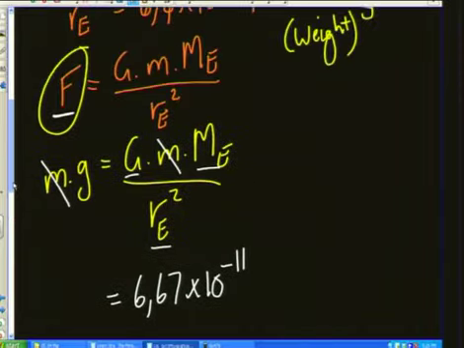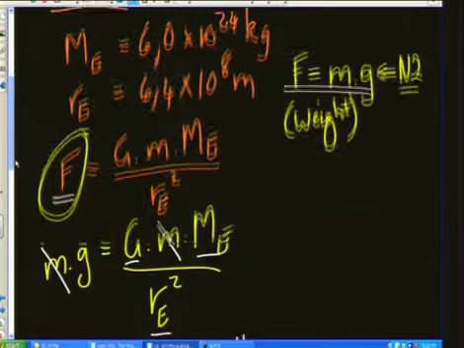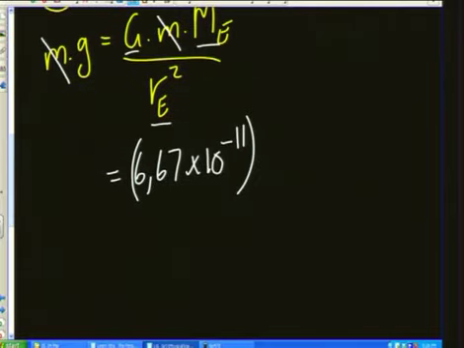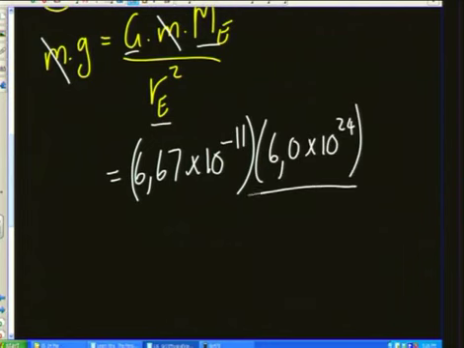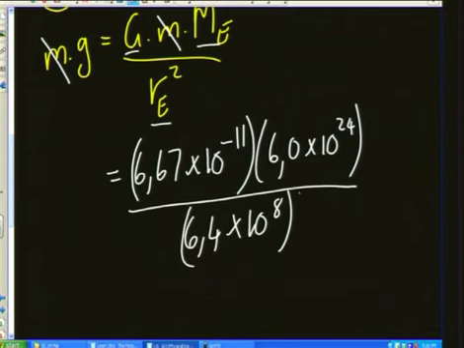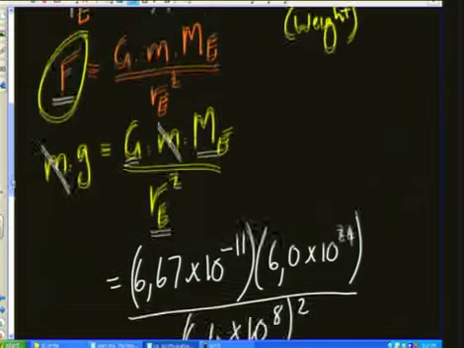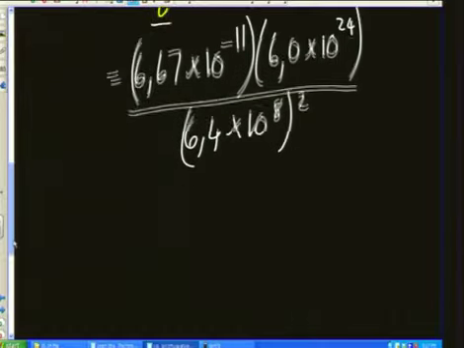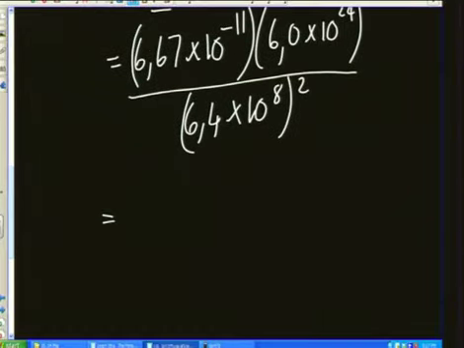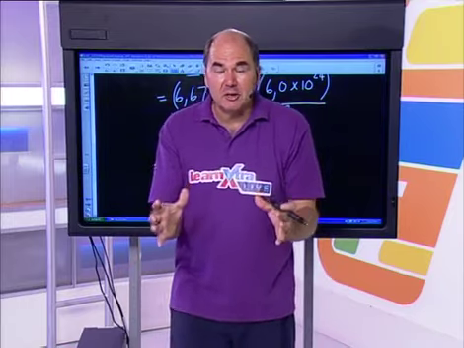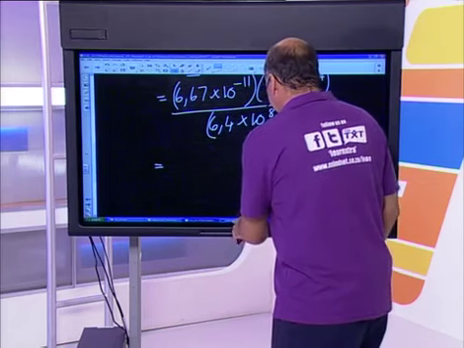The mass of the Earth was 6,0 times 10 to the 24, so I'm going to put that in brackets. Then I'm going to take the radius of the Earth, which was 6,4 times 10 to the 8 meters, and I must square it. Now, please watch very carefully that you do square it. You must put it into the calculator, and with this particular equation, you need to be very careful of using your calculator correctly.